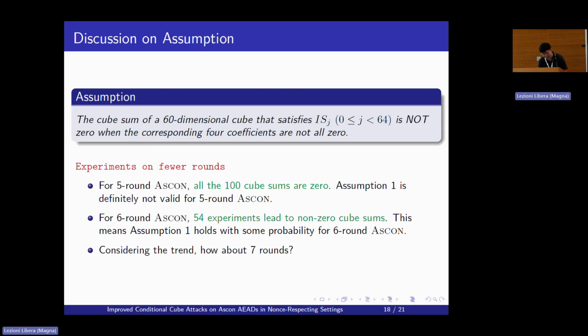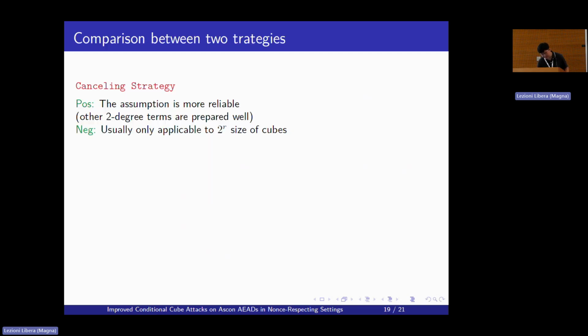So these are the results. Our attack is based on an assumption, so we did some experiments. For 5 rounds, it failed completely. For 6 rounds, about half can succeed. For 7 rounds, I think there is a trend that with more rounds it will be more successful. The case will be much better.